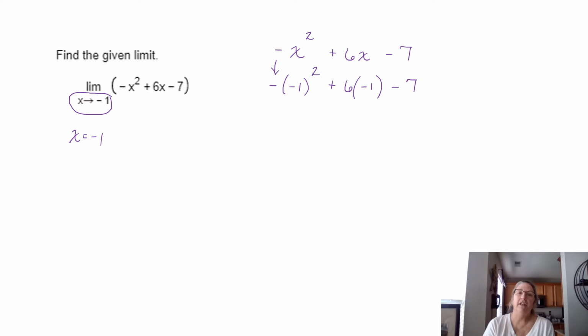Then we'll have -1 times -1 is +1, but we still have that negative on the outside. You're probably comfortable with that, but it's easy to forget, and I just want to make sure that you remember it. Then we'll have 6 times -1, which is -6, minus 1. And then -1 minus 6 minus 7 gives us -14, which is the limit of the function as x approaches -1.